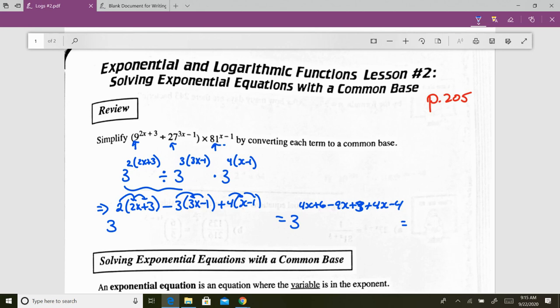Okay, collect your like terms. 4x and 4x is 8x. Minus 9x is negative 1x, so just negative x. 6 plus 3 is 9. Minus 4 is 5. So it's 3 to the power of negative x plus 5. Or you could flip them and write 3 to the power of 5 minus x. I don't really care. It's your choice.